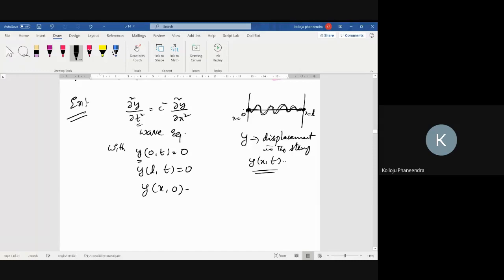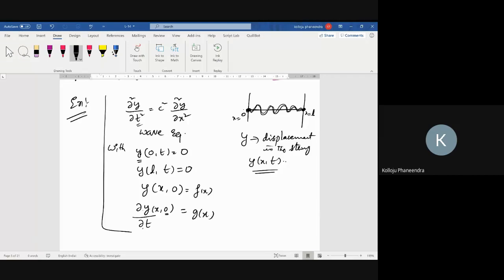Initial means at time t equal to 0. The initial displacement may be 0, may not be 0. Let me consider some function of x. And initial velocity. Velocity means what? For displacement, the derivative. And initial means what? Time t equal to 0. So ∂y/∂t represents what? Initial velocity, some function g of x.